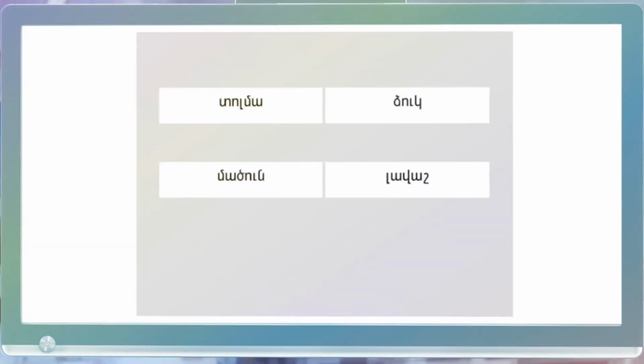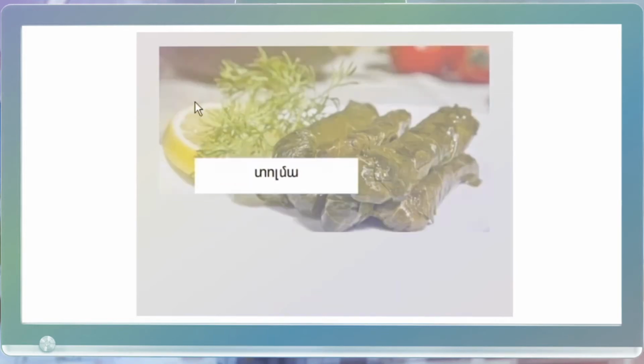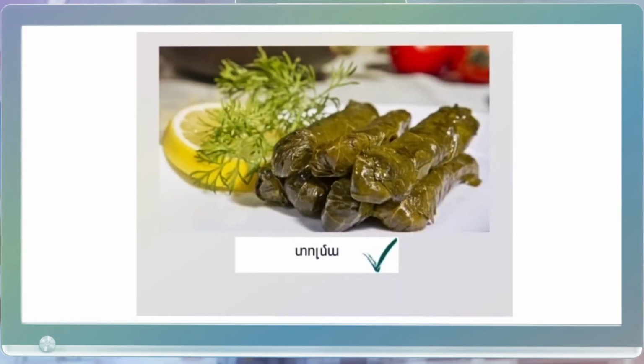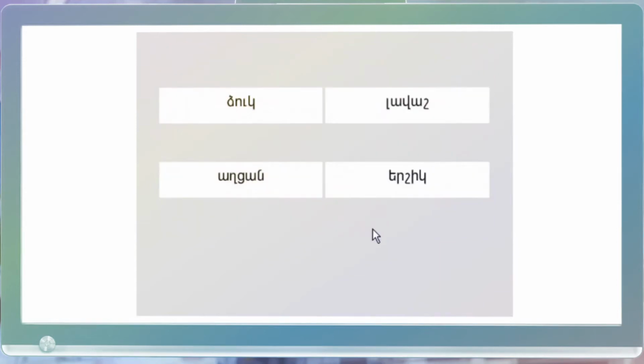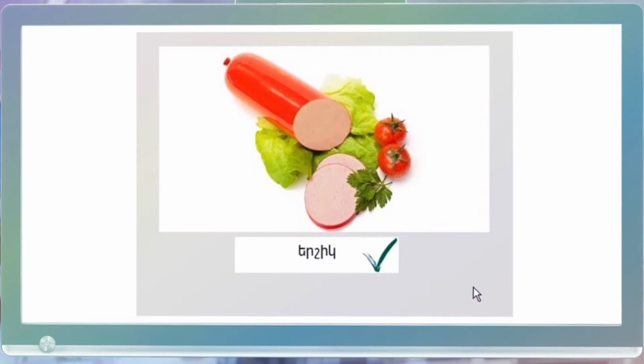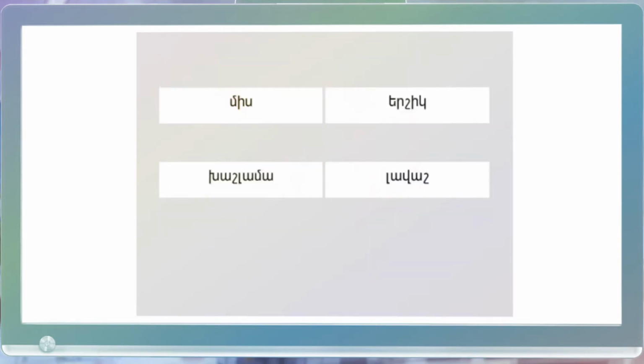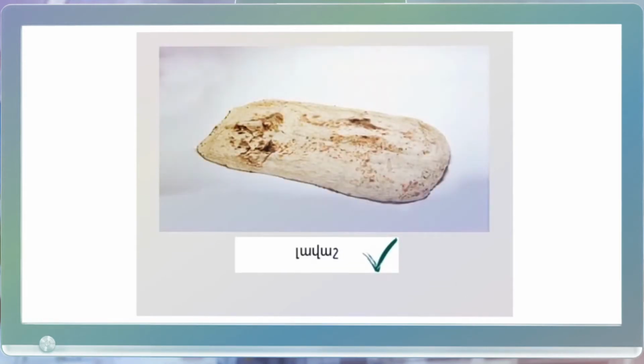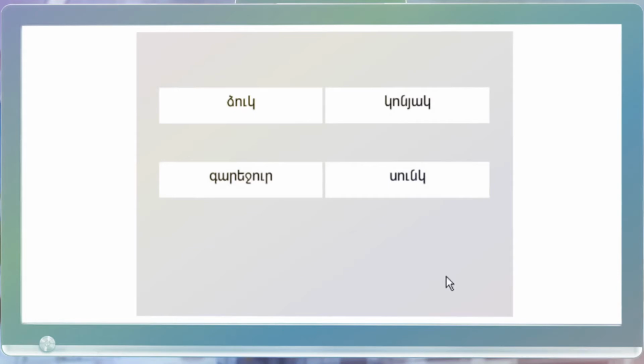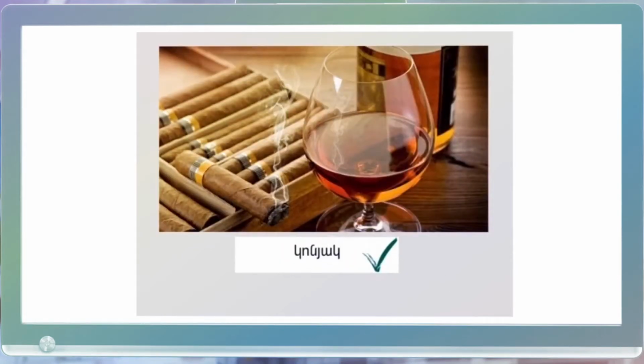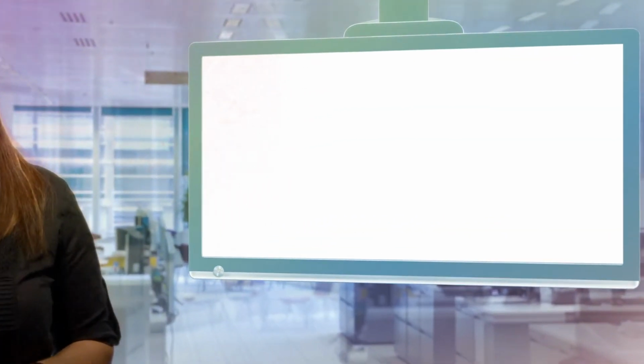Now, let's try some exercises relating to thematic words. Exercise 1. Listen to the pronunciation and select the correct version. Dolma. Yeşik. Lavaş. Konyak. Exercise 2. Choose the image to match the written word.